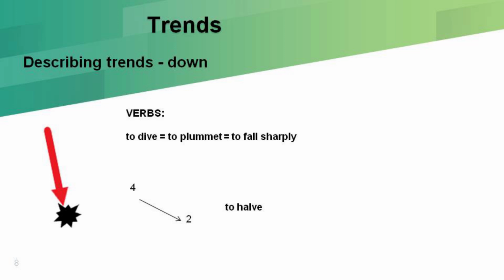If you want to talk about very rapid or sharp decrease, you can use the verbs to dive, to plummet, or to fall sharply. Also, look at the verb to halve. This is the opposite of to double. It's very useful in many cases when you describe trends, when you can say that sales have doubled recently or sales have halved recently.